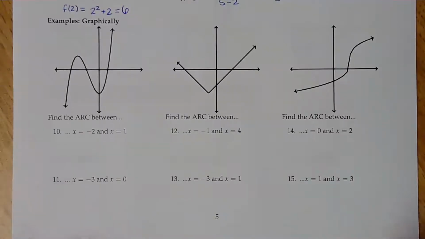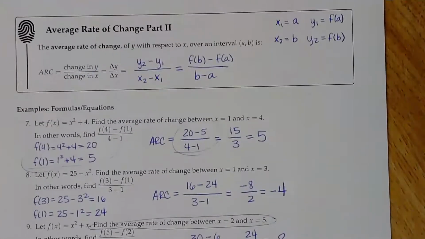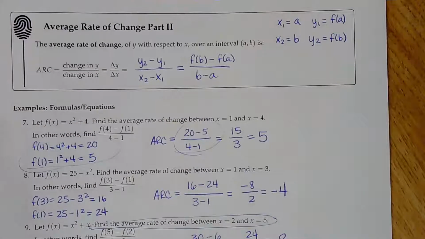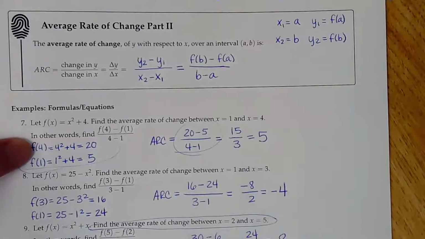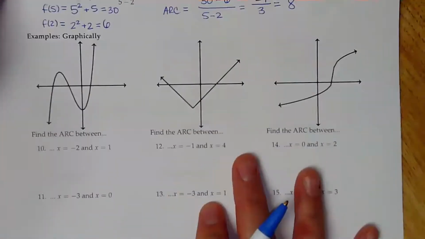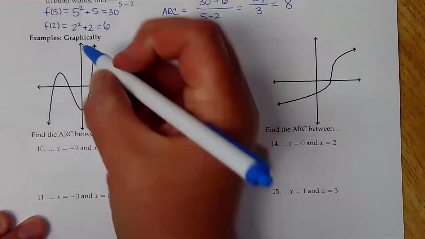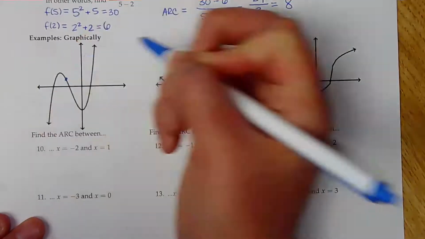All right, we're going to look at one more way of finding the average rate of change, and this is going to be graphically. So we are still going to use this formula, the y2 minus the y1 over the x2 minus the x1. And instead of plugging these values into a formula or an equation, what we're going to do is we're going to read them off the graph. So when x is equal to -2, so 1, 2, looks like my y value there is 1.